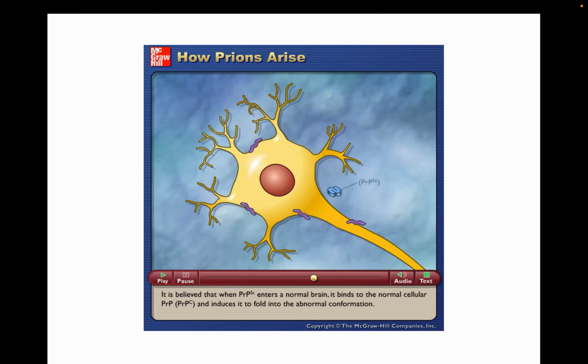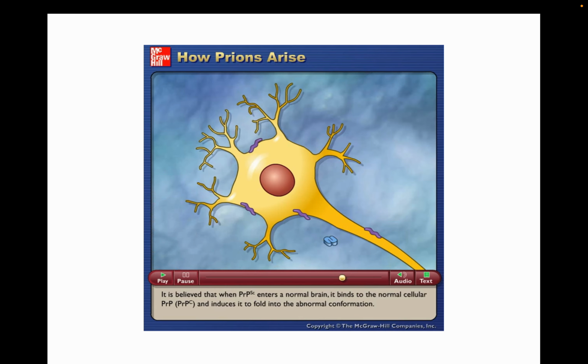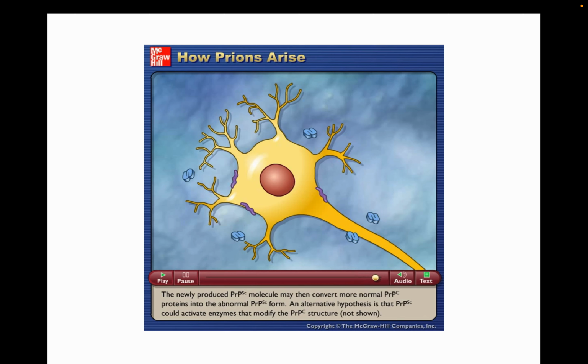It is believed that when PRPSC enters a normal brain, it binds to the normal cellular PRP, PRPC, and induces it to fold into the abnormal conformation. The newly produced PRPSC molecule may then convert more normal PRPC proteins into the abnormal PRPSC form. An alternative hypothesis is that PRPSC could activate enzymes that modify the PRPC structure, not shown.